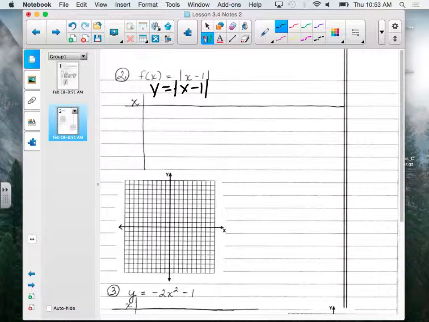Why would you do f of x when you could just do y? Sometimes problems will say write in function notation, and that's where the f of x comes into play. If it doesn't specifically tell you to write in function notation, y is fine. Okay, so write your equation or expression in your table.